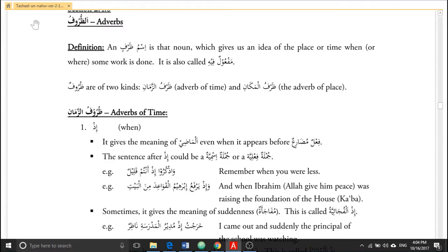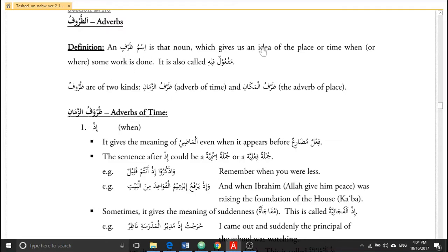Lesson 27. In this lesson we will be learning الظروف, which is adverbs, and we studied what is adverbs or اسم ظرف. If you remember, we studied اسم ظرف. اسم ظرف gives you an idea of a place or time, or when some work is done. So we studied اسم ظرف.